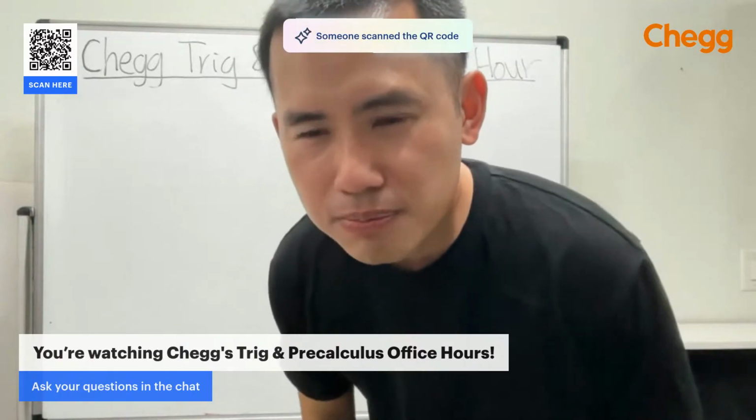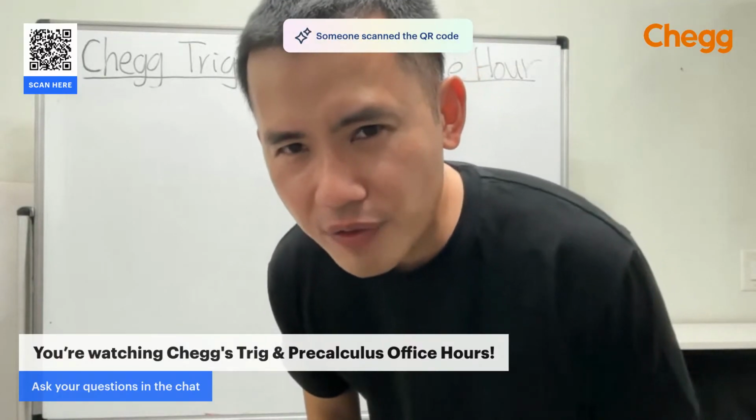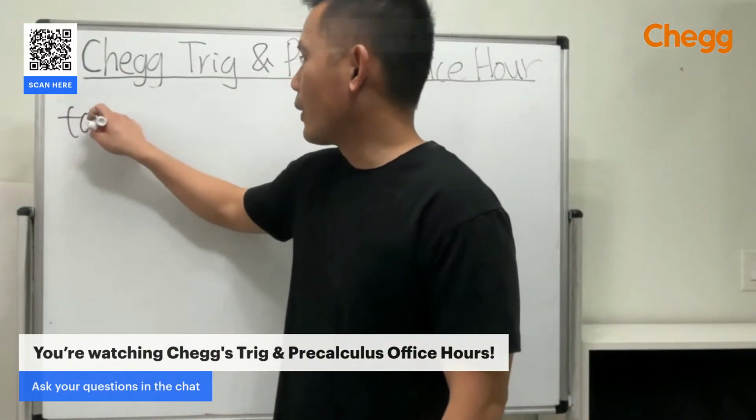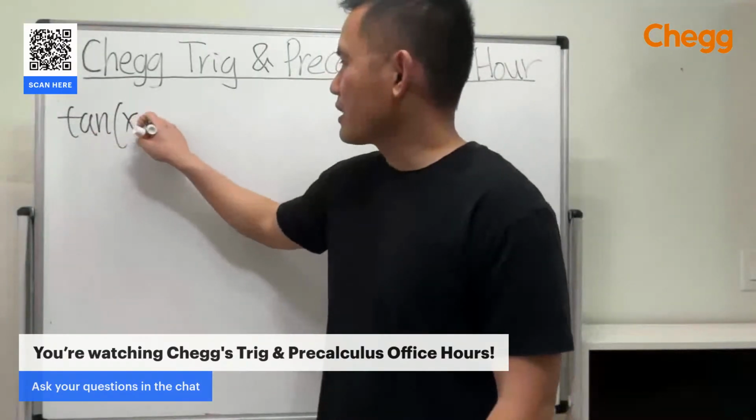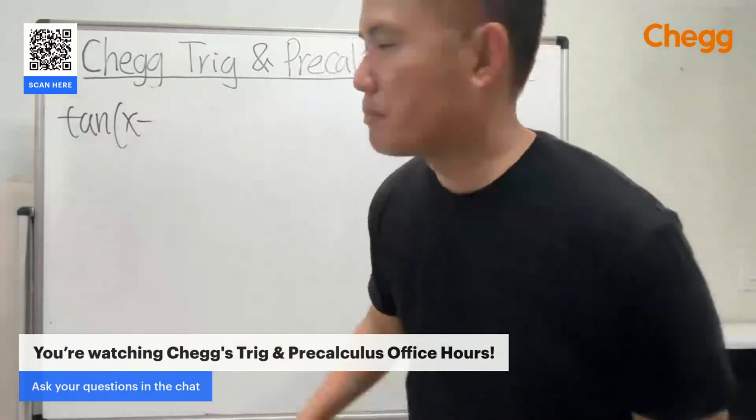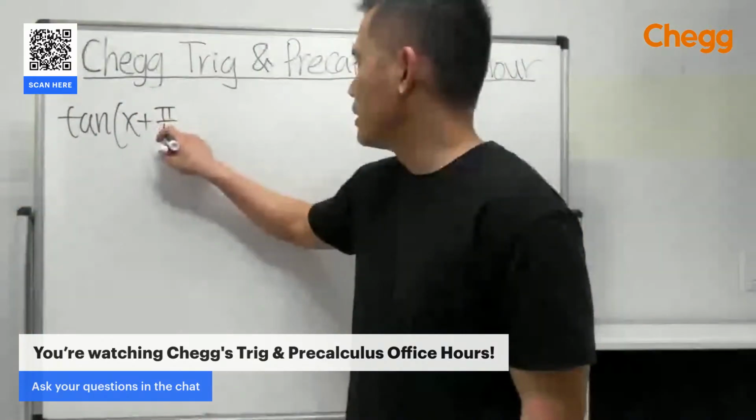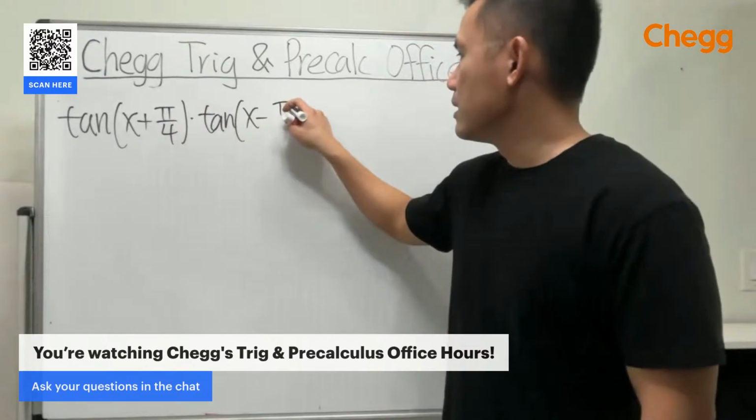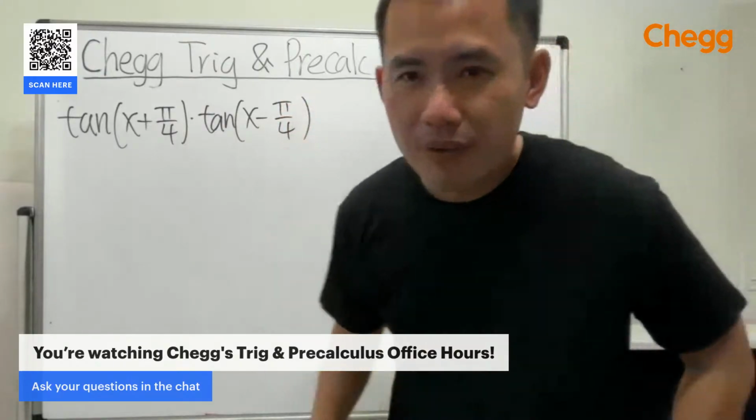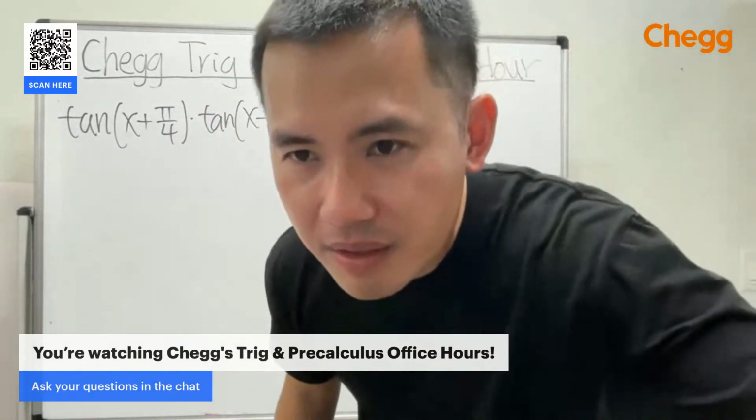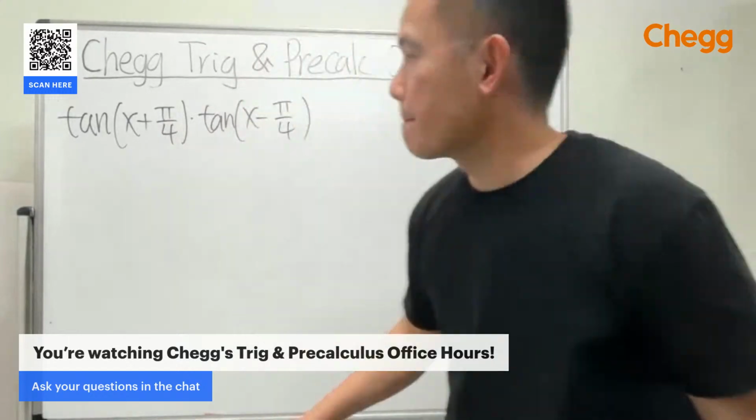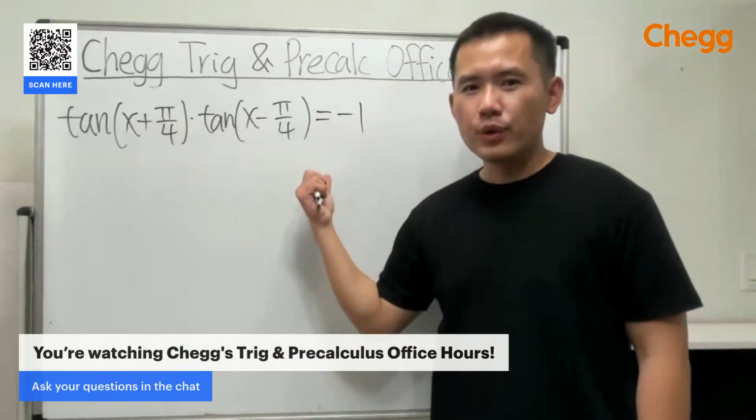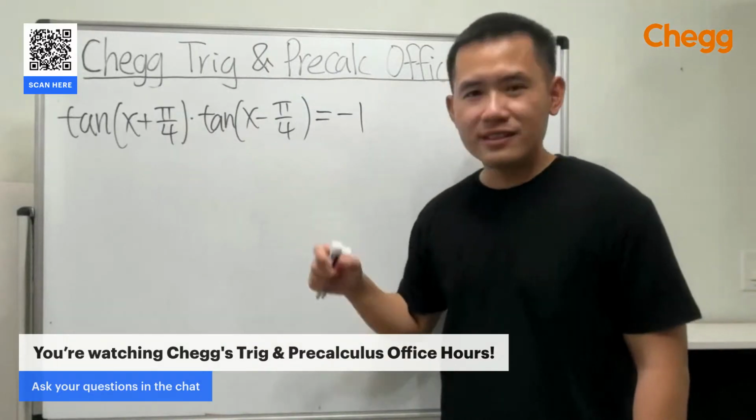Okay, tangent of x plus pi over 4. What are we doing? Is that solving for x? What's this? Are we trying to prove this, or are we trying to solve for x? Tangent of x plus pi over 4, times tangent of x minus pi over 4, and that is equal to -1. So what are we trying to do? Are we trying to show this is equal to -1, or are we trying to solve for x?